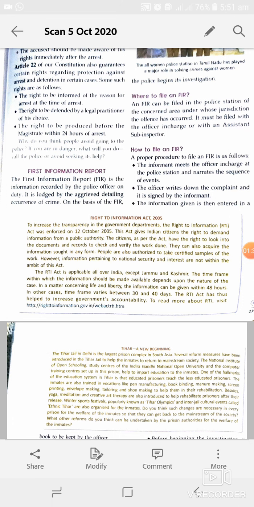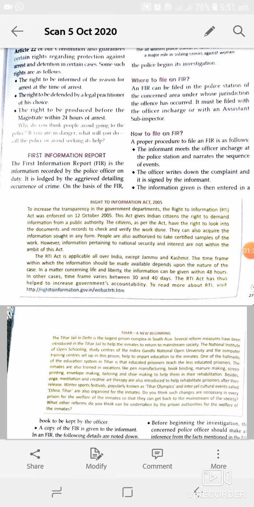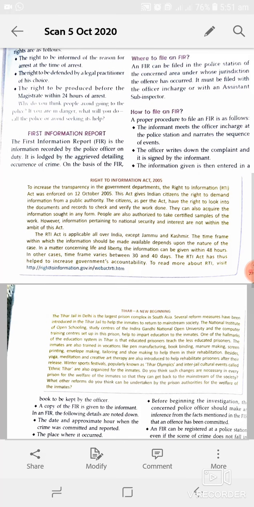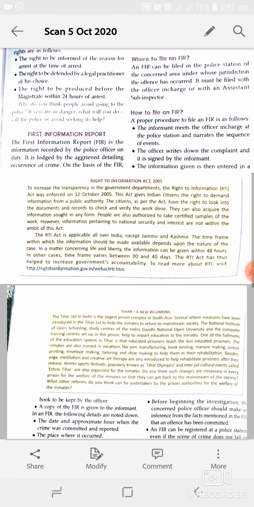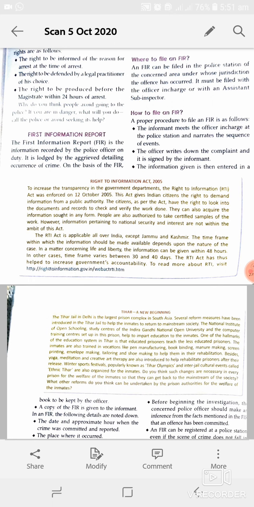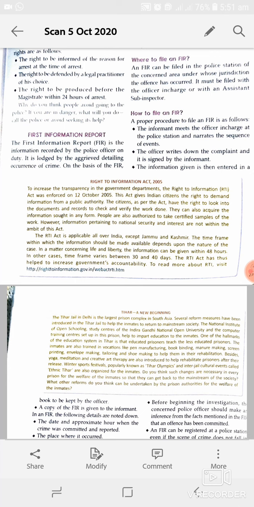Then how to file an FIR? A proper procedure has to be followed to file an FIR. First is the informant, the person who is giving the information. The informant meets the officer in charge of the police station and reports the whole incident or crime which occurred. The officer writes down the complaint and it is signed by the informant.